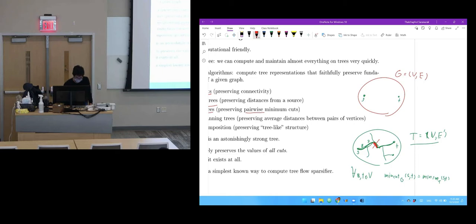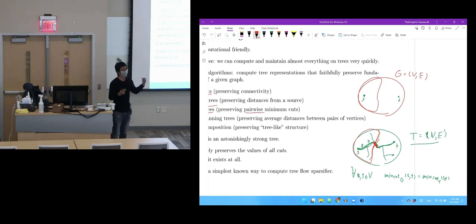Okay. And actually, not just that. The cut in this tree will actually be the same cut. It doesn't just preserve the value, it preserves the set itself too. Yeah, so very, very strong.